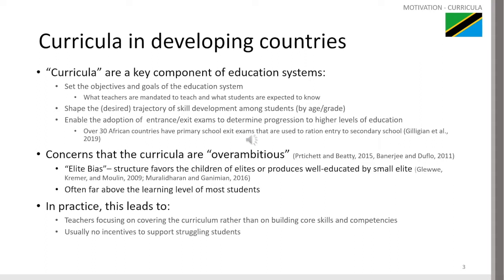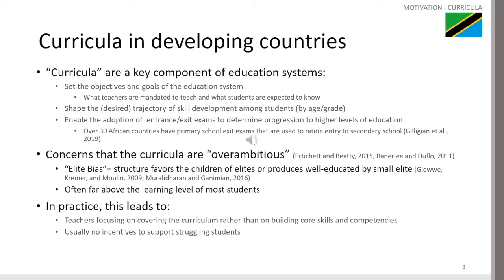They also enable systems to adopt strategies such as entrance and exit examinations, which enable them to ration or control the progression of students to the next levels of education. So for example, over 30 African countries have primary school exit examinations which they use to ration entry to secondary school.